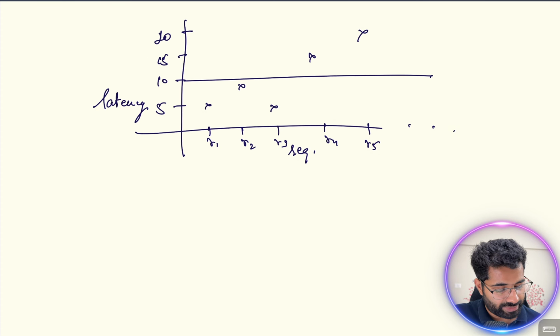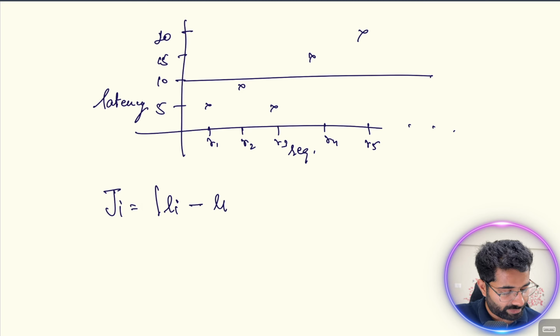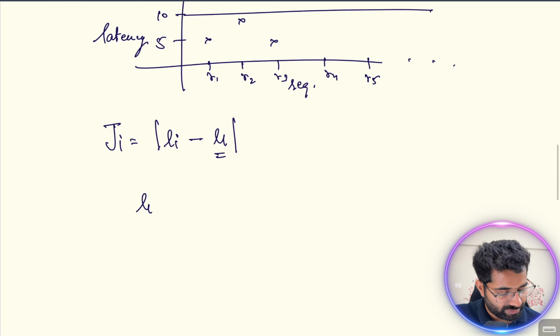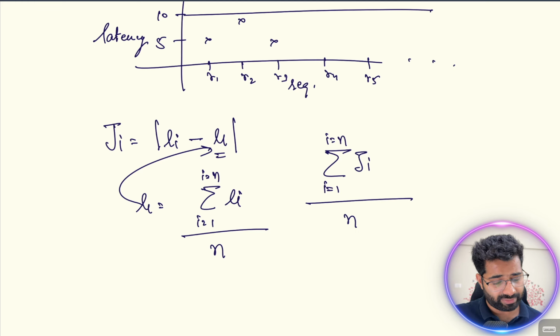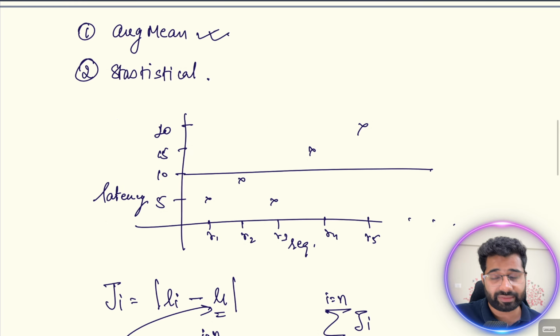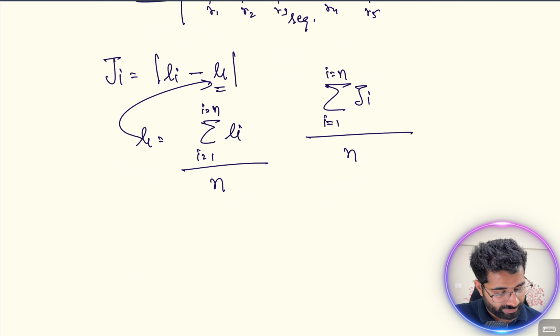So my jitter here for each request becomes the latency of that request subtracted by the mean latency. This mean latency is basically my average latency. So if my average latency is mu, then the difference between the latency and the average latency is basically my jitter of that request. And if we take the average of the jitters for all such requests, it gives me the statistical jitter. So whether we are calculating the statistical jitter or the average mean, an ideal system will always have jitter as 0.